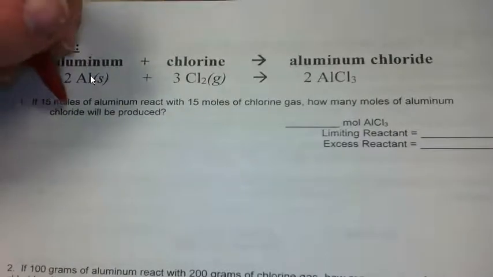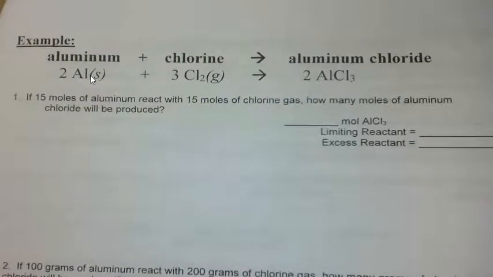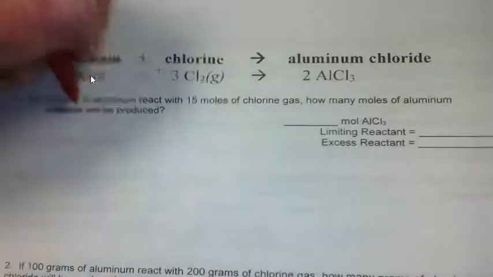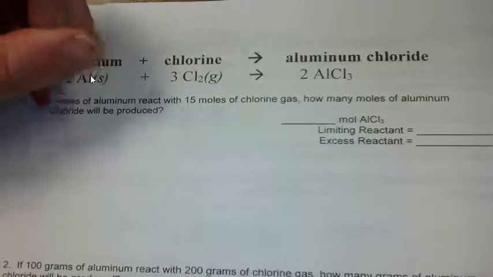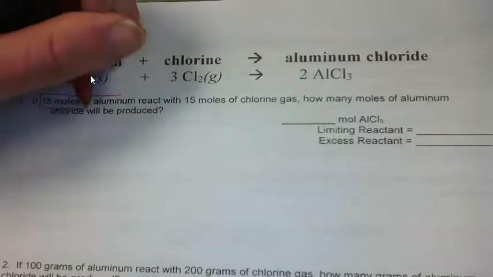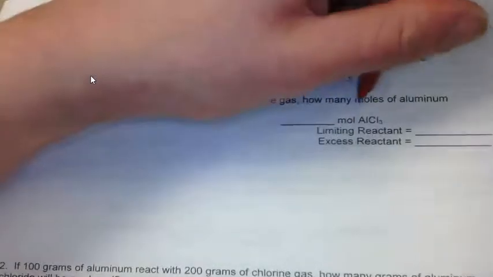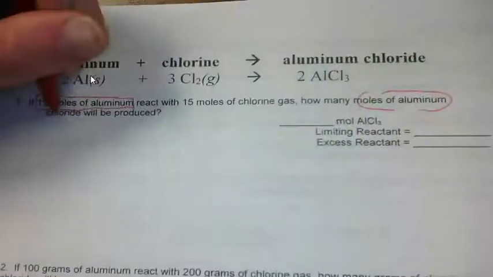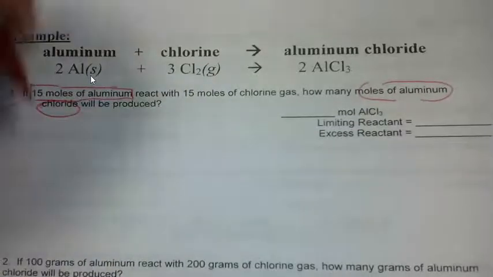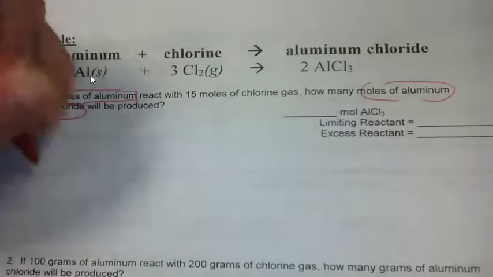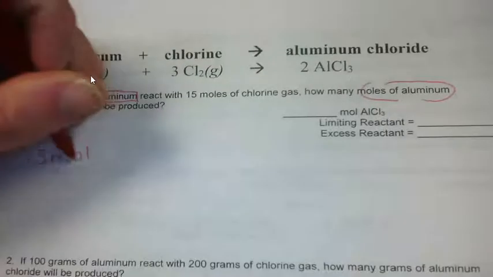So it says if 15 moles of aluminum react with 15 moles of chlorine, how many moles of aluminum chloride? So I'm going to do the aluminum first. Aluminum is going to be my first given. My unknown is going to be the same for both. It's moles of aluminum chloride. I'll do this first one in red. So always start with what you are given. This is a mole-to-mole reaction. We're going to do 15 mole aluminum.